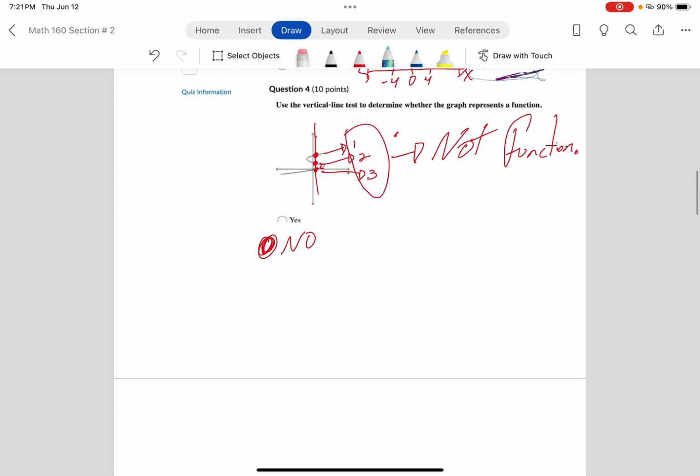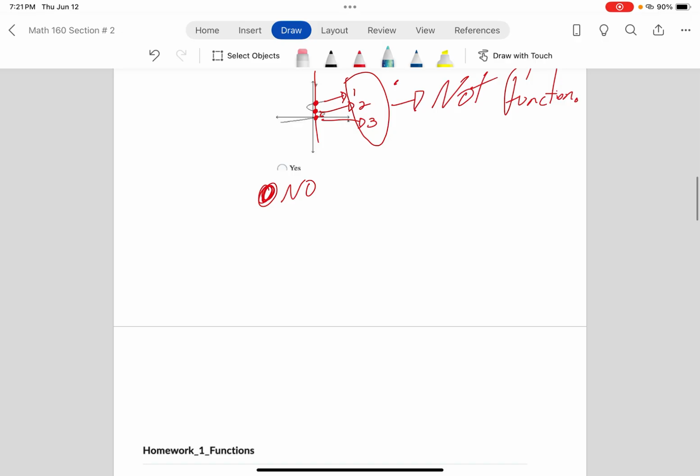Use the vertical line test. This is easy. Use a vertical line, and when it touches only one point, this is a function. If it touches more than one point, it's not a function. So here it was touching 3 points, so it was not a function.